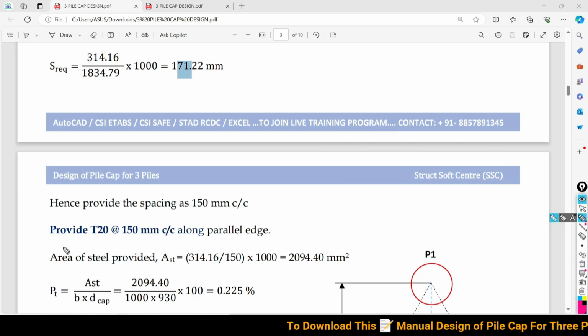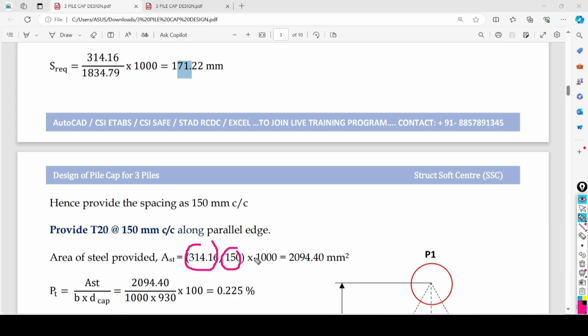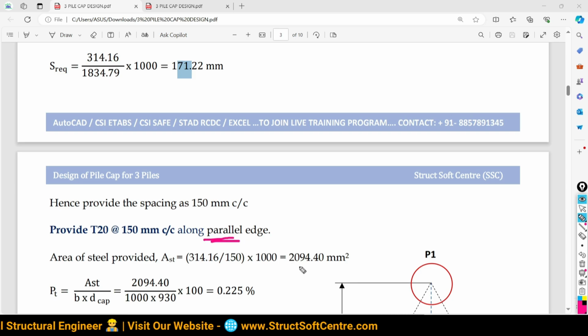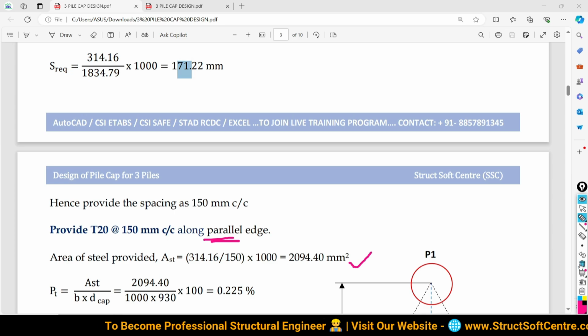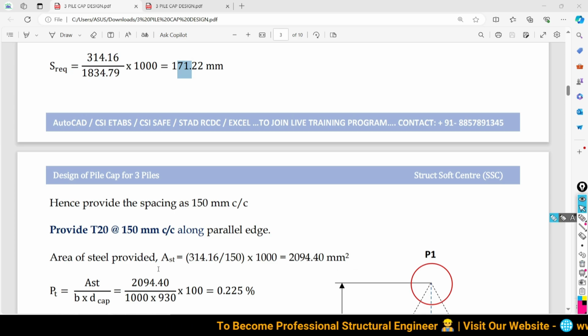Okay, so here area of steel provided, AST, unit area divided by the final provided spacing, multiplied by the considered width, that is what? 1000. So we are getting the total area of reinforcement actually provided along the parallel edge: 2094.4 mm square.